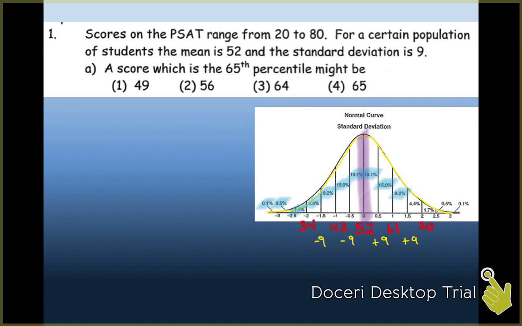So if you're looking for a score, your choices are 49, 56, 64, 65. So which one of these ends up in, oops, I went one too far with my blue there. Which one of those ends up in this range right here, in between here, so from 52 to 61. The only choice that's between 52 and 61 is 56, choice 2.